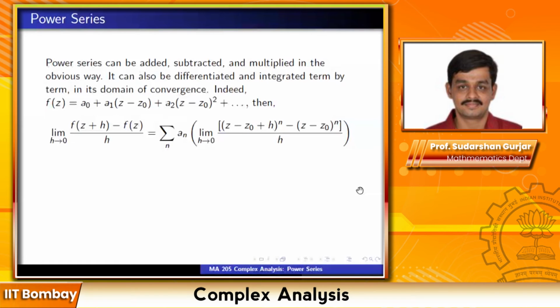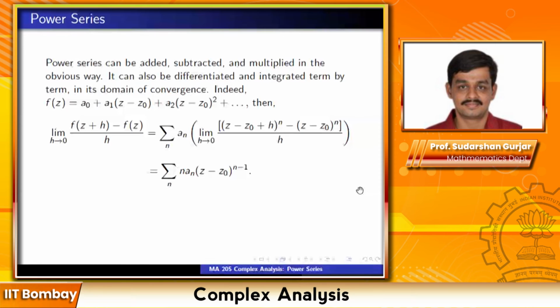That means the limit of f(z plus h) minus f(z) upon h. So this is summation a_n times the limit as h tends to 0 of (z minus z_0 plus h) raised to n minus (z minus z_0) to the n, upon h. We know what this limit is. Just apply the binomial theorem and you know that this will be n a_n (z minus z_0) to the power n minus 1. So this series is going to represent the derivative.